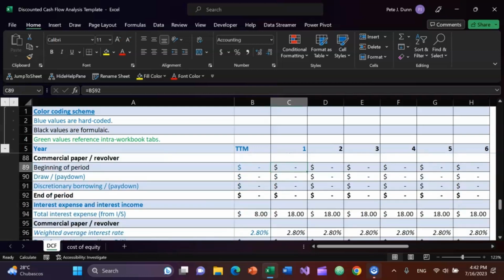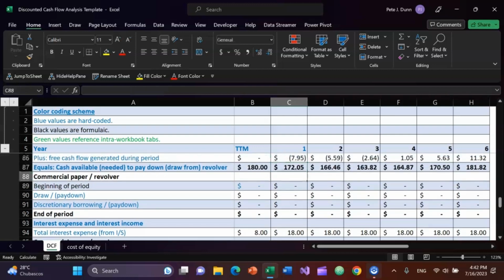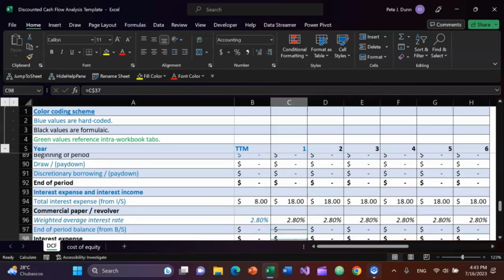Moving down here, we have the revolver, which is beginning is last year's end. The draw / pay down is the minimum of C87 and C89, so that's the beginning balance and the needs analysis line in row 87. There's a discretionary pay down, which is just going to be the opposite. It's going to be negative of row 90 to make things simple. That gets me to the end of period balance. So there's no need for the revolver for this company, which is a good sign.